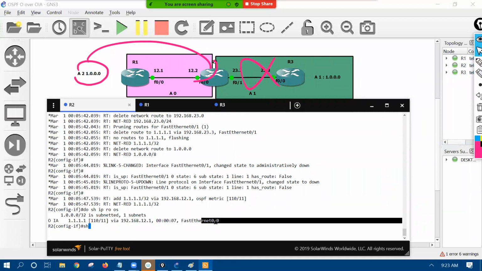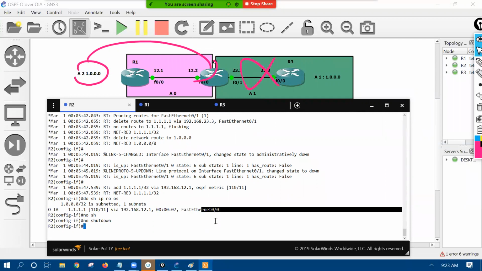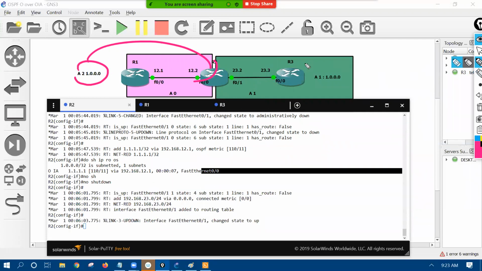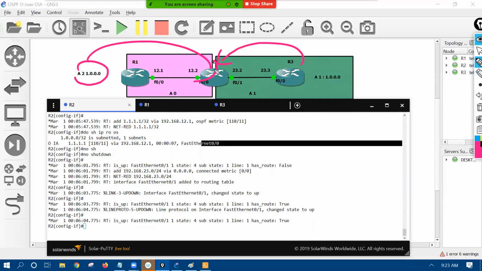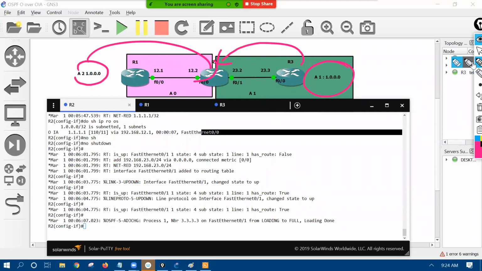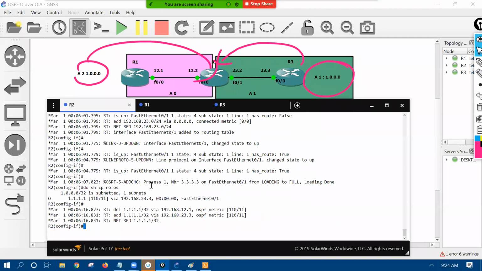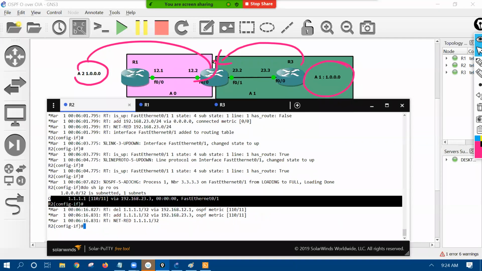And if I shut down and no shut this interface, now what happens? R3 is also going to advertise this route to R2. So R2 always gives the preference to the O route, not to the OIA. Always. Maybe you have a question, maybe the cost issue will happen. No guys, cost doesn't matter in this case. Cost never comes into the picture.